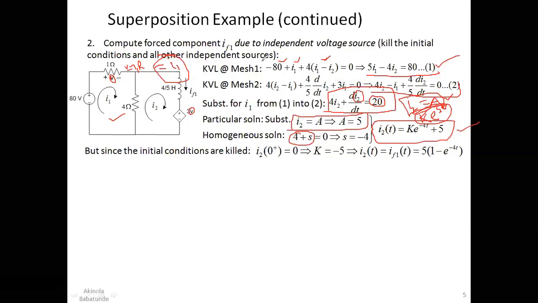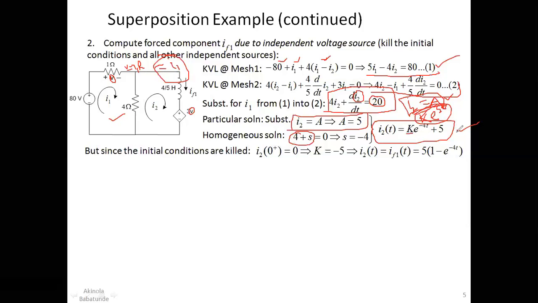Again, you go back to the conditions that we do have. Now we have killed the initial conditions, right? Because we need to find the value of k. We have killed the initial conditions, and once the initial condition is killed, it means your I2 of 0 plus would be equal to 0, because we're dealing with I2 right now, or IF1. So I2 of 0 plus will be equal to 0 because we killed the initial conditions already.